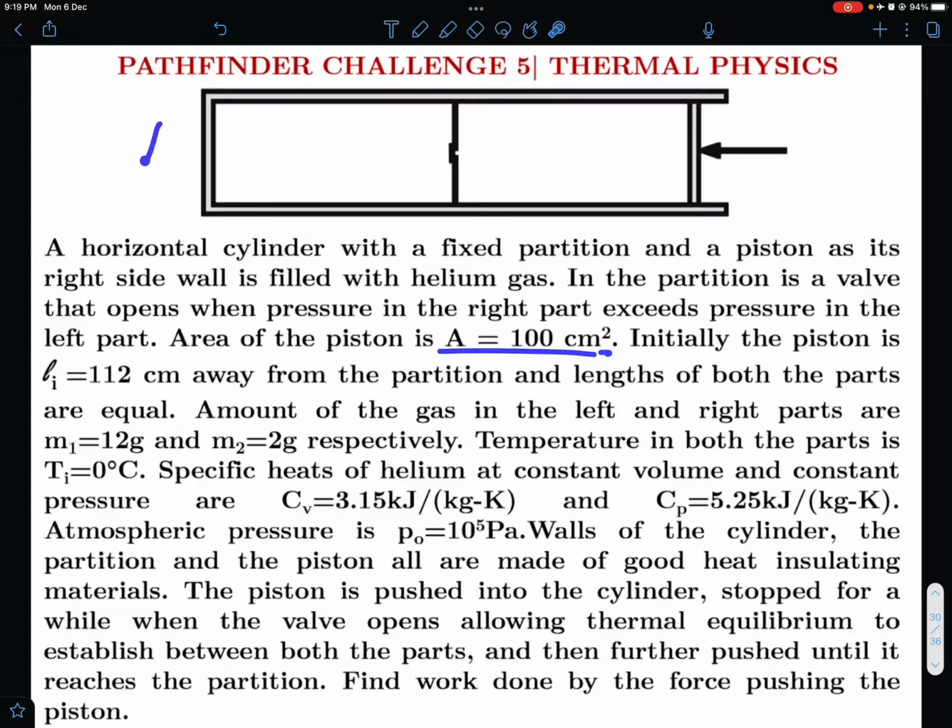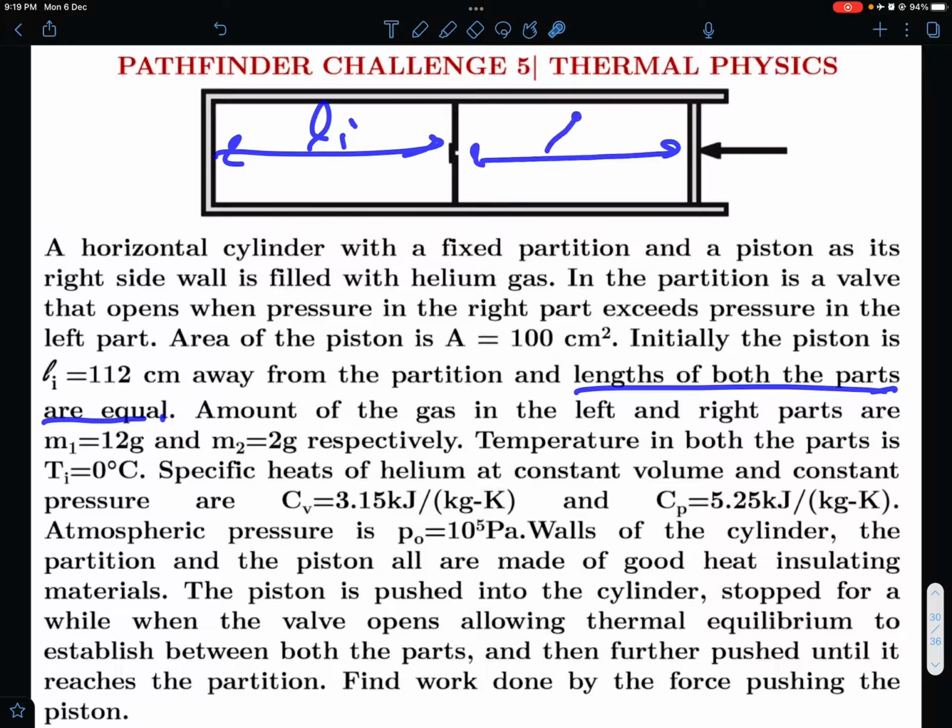Area of the piston A is 100 centimeter square. This area is given as 100 centimeter square. Initially the piston is Li equal to 112 centimeter away from the partition. So this piston is at a distance of Li equal to 112 centimeter from the partition. And the lengths of both the parts are equal. So this initial length is also Li, and this length is also Li. Both lengths are equal initially.